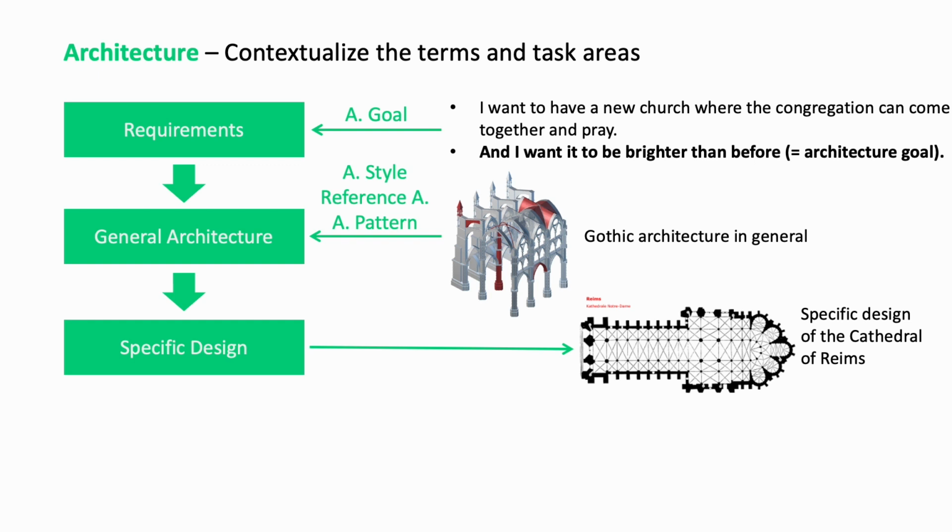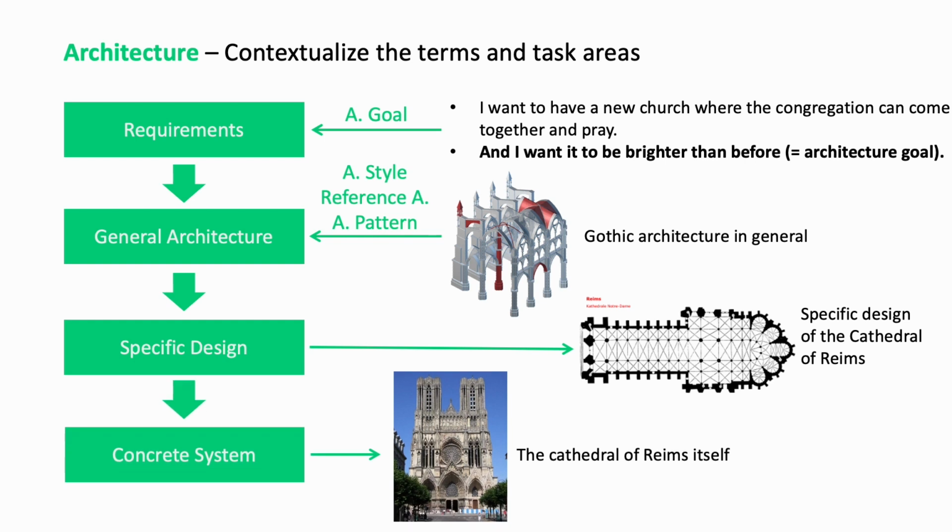That is, with reference to our example, among other things, exactly how long and wide the individual areas of the basilica are to be laid out, exactly how many columns, lancet windows, ribbed vaults, flying buttresses, etc. are to be built. This is how the concrete expression of the general architecture, in our case the concrete specific design of the Cathedral of Rheims, is created. Up to this point, everything was just planning. And now the fourth task is the actual implementation, the step where the actual solution or the concrete system is actually created. In our example, the real existing Cathedral of Rheims.